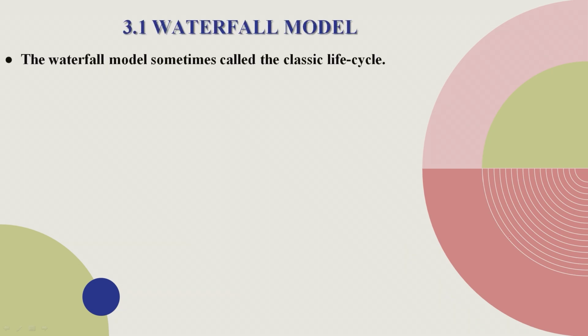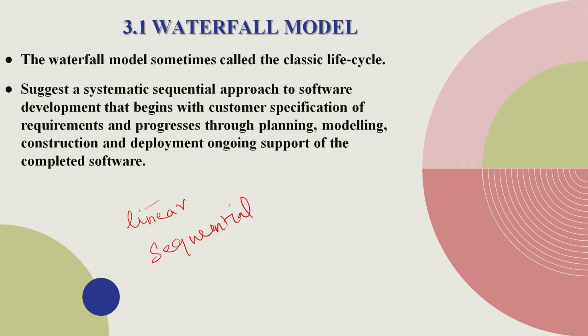So waterfall model is sometimes called classic life cycle, which is also called linear life cycle, linear process model, and also sequential process model. It suggests a systematic approach to software development that begins with a customer specification of requirements and progresses through planning, modeling, construction and deployment, ongoing support to the completed software.